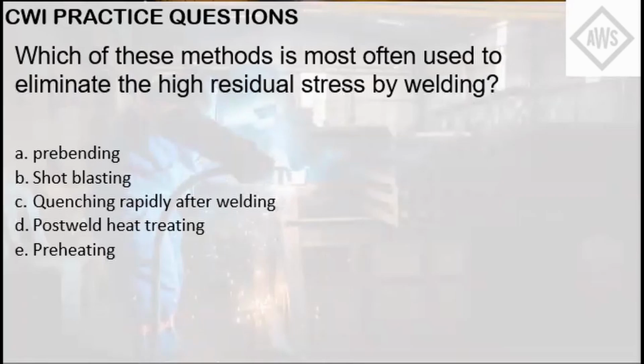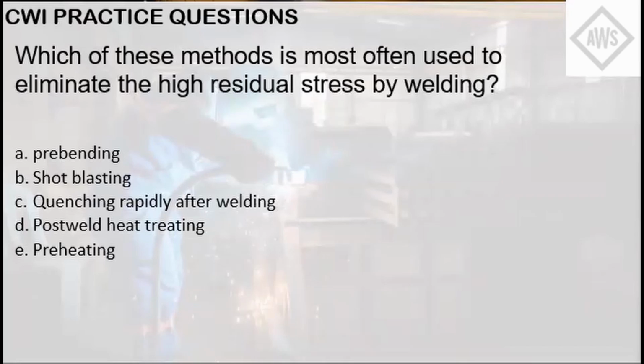Quenching rapidly after welding will result in the formation of martensite, which is a grain structure that promotes brittleness. So it does not relieve the stresses in the weld, but rather promotes the formation of a grain structure that promotes brittleness. So letter C is not the answer, although quenching is a form of heat treatment as well, but it promotes brittleness of the metal.